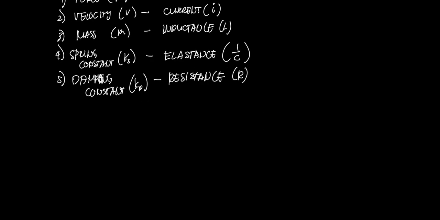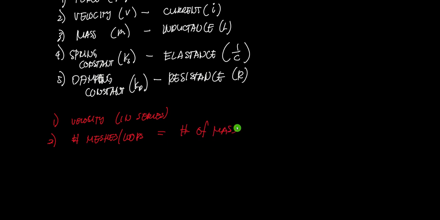So let me write that. The first one: velocity is the same in series. Then we have the number of meshes or loops in a circuit is equal to the number of masses in a mechanical system.